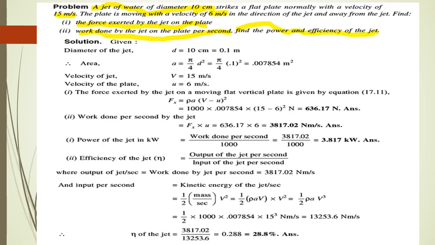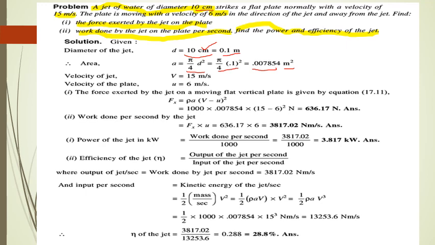We have to write given data. Diameter of the jet is d equal to 10 centimeters. I am converting centimeters to meters. Therefore d equal to 0.1 meters. Area, we have to calculate area. Area A equal to pi by 4 d square. Substituting the value of d in pi by 4 d square, we get area A equal to 0.007854 meter square.